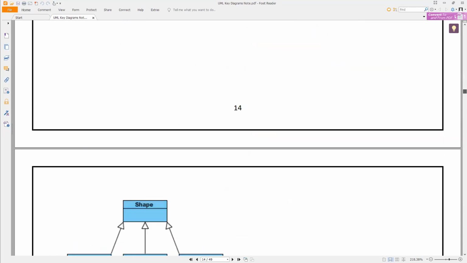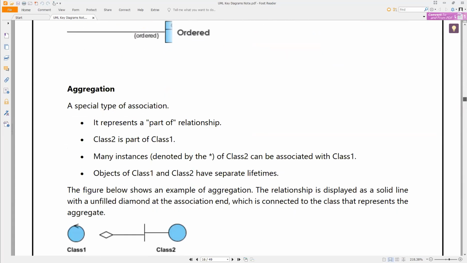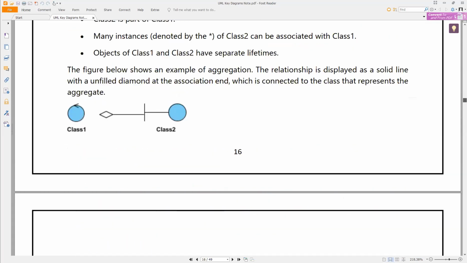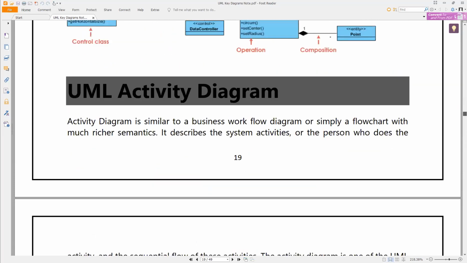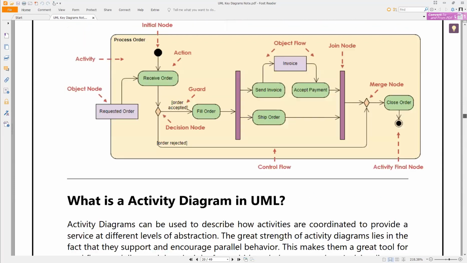So we have 10 minutes to finish this, and once we finish, we come back and use Google Meet. All right. So activity diagram, yes, we know activity diagram in UML. We will use activity diagram.